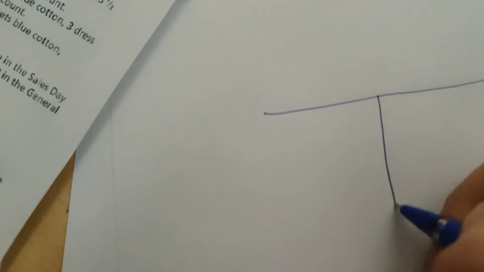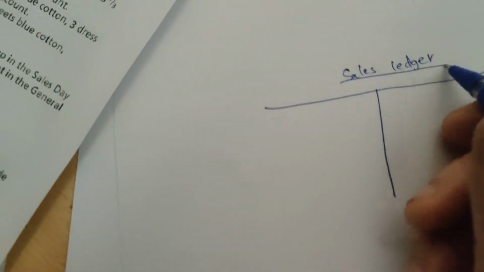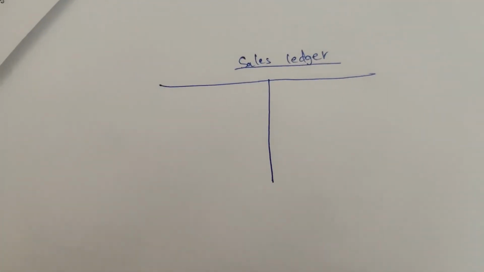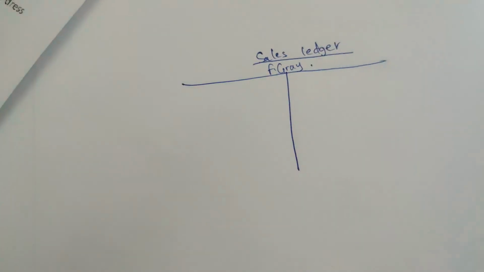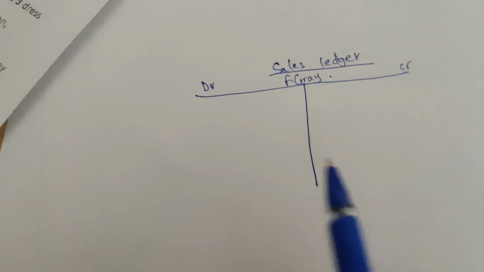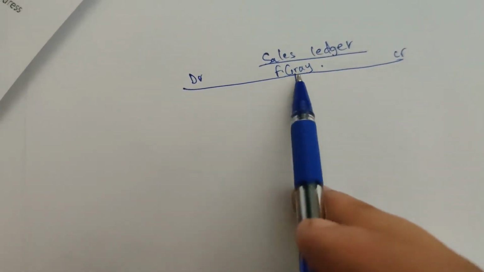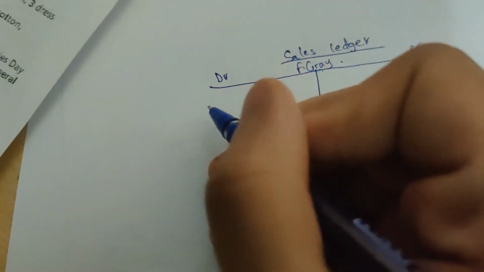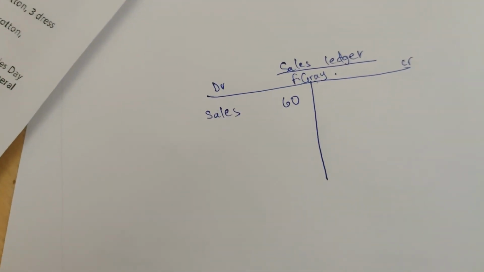So the ledger would be this way. In the sales ledger, remember, the sales ledger is only for your customers, right? So your customer is F. Gray. Now, you know that there is a debit side and a credit side. Whenever you sell goods to F. Gray, does he owe me money? Yeah, a customer is a debtor. So on the debit side, we write sales, and we put the amount as 60, I think that was the final amount.